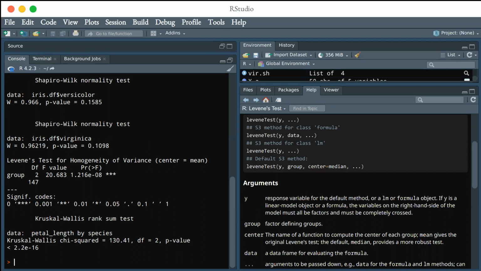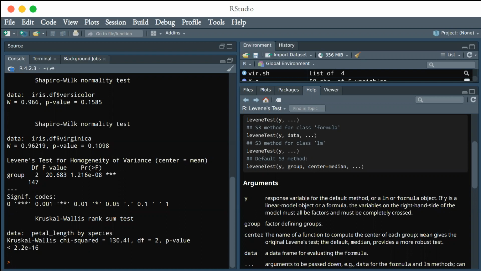So what is our conclusion? 0. Huh? What did you say? 0. 0 what? Oh, you are rounding that p-value? That's not the conclusion I want, Jonathan. 0. I like that answer. Not wrong.